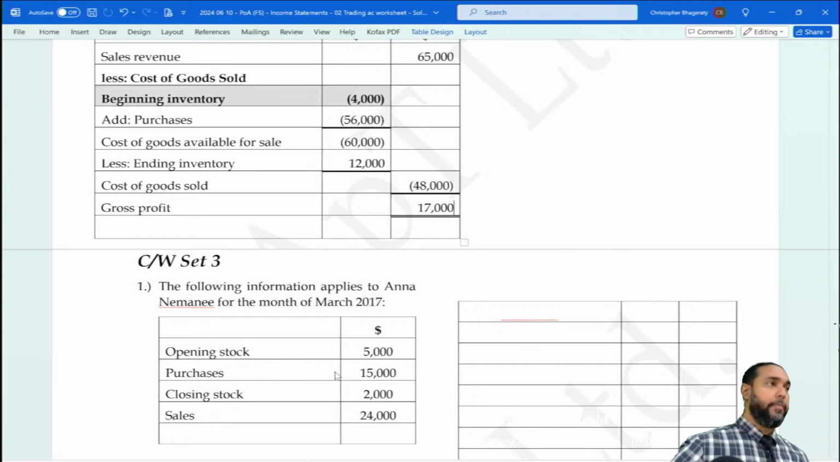You can, yeah. You can do beginning inventory, add purchases, minus ending inventory, and you get your cost of goods sold. It is more efficient to do that.